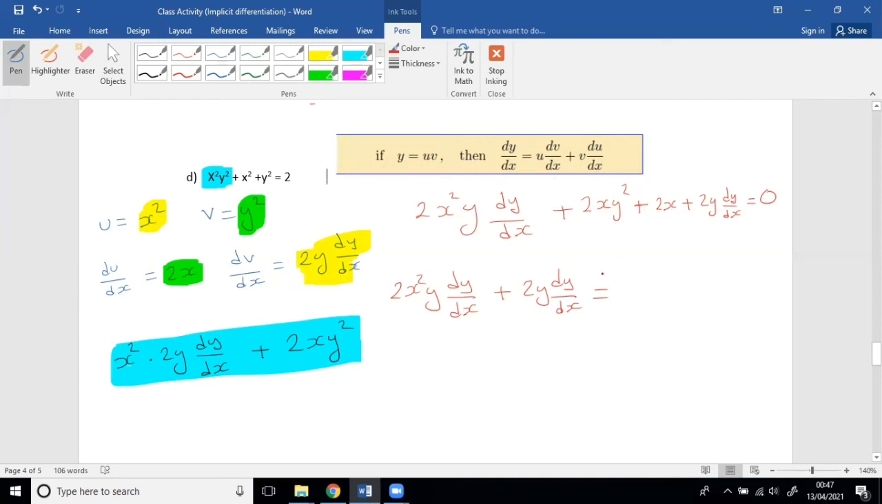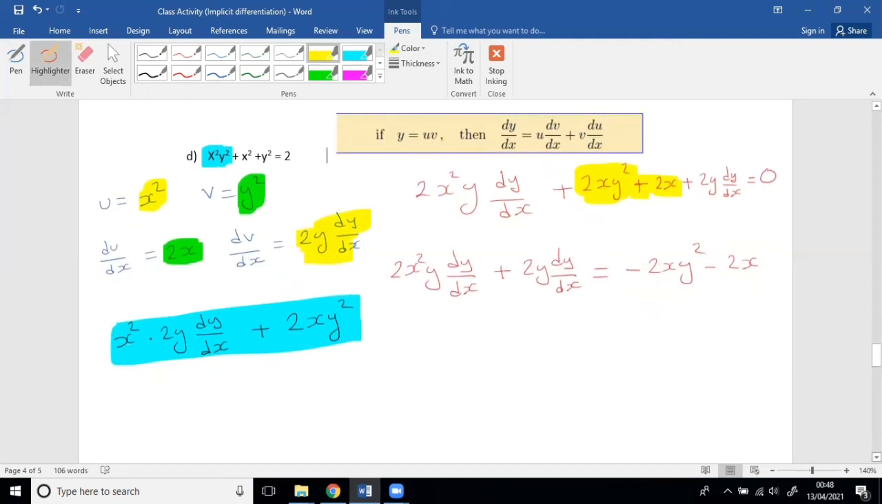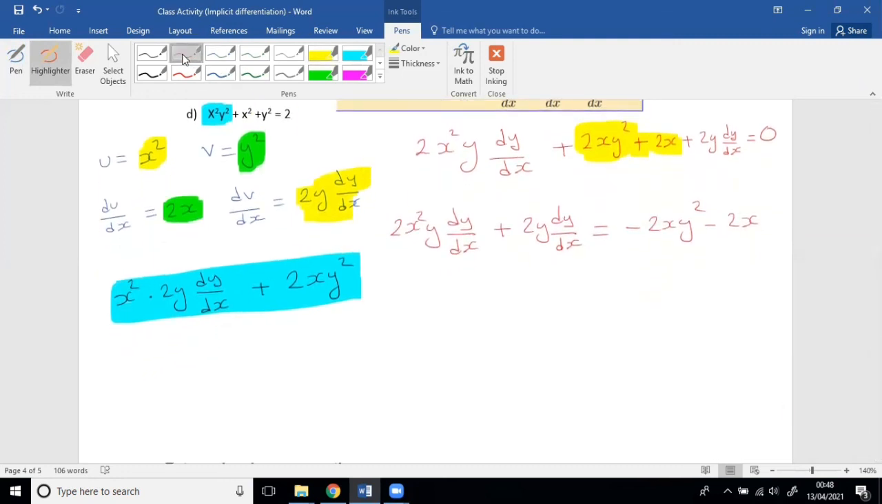So equal to, they're both going to become negative. So minus 2x y squared, minus 2x. So if I highlight, I've moved 2xy squared, so that's going to become minus 2xy squared, and positive 2x will become negative 2x. Now from here, I'm going to factorize this so I can have dy dx by itself and then make that the subject later on.